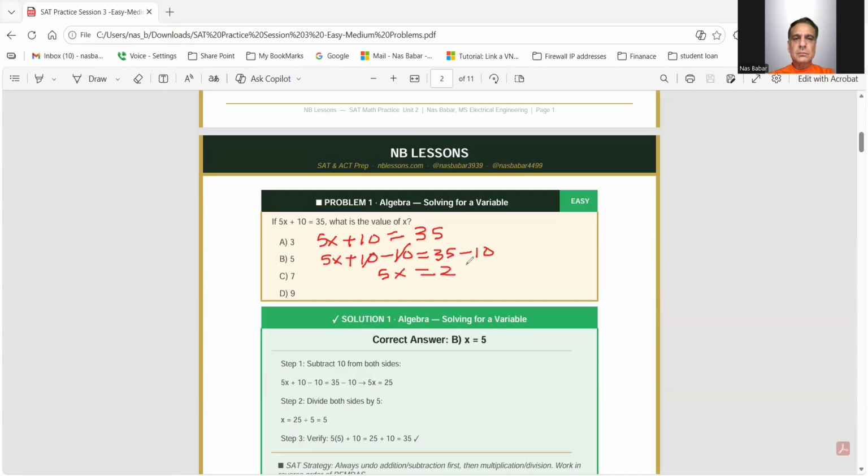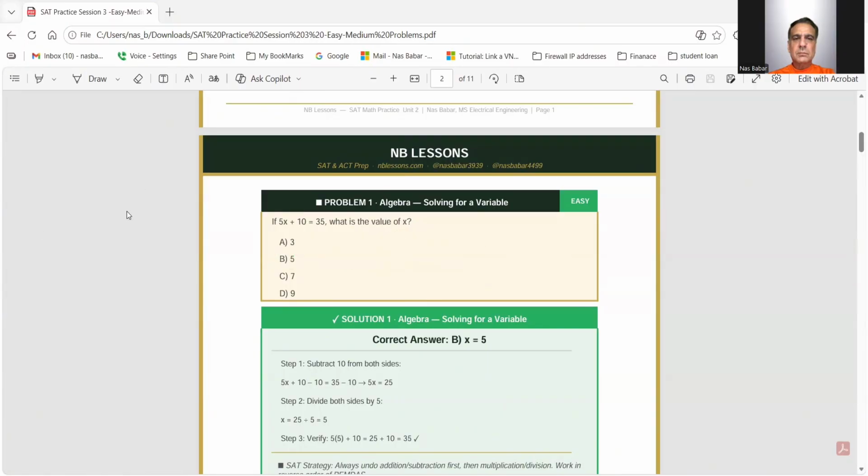Now the problem becomes really simple. You can do it in your head. Divide both sides by 5. X is going to be equal to 5. So then, my friends, the answer is 5. How's that? Let me go ahead and clear the board and we move on to the next problem. Okay.